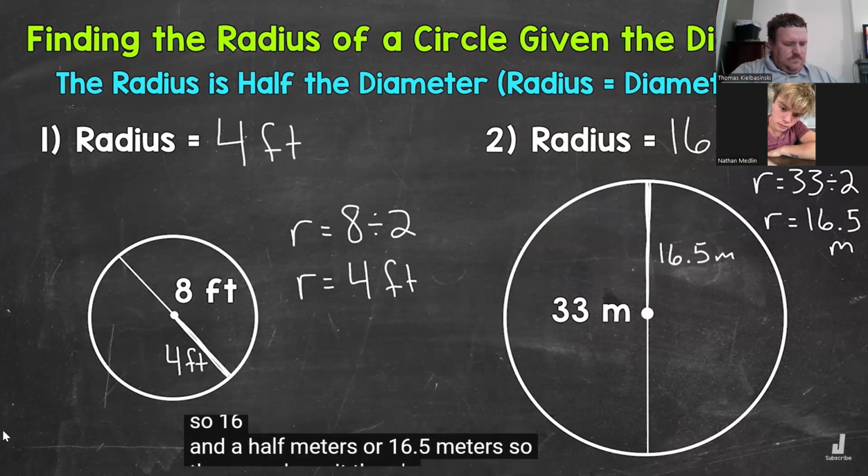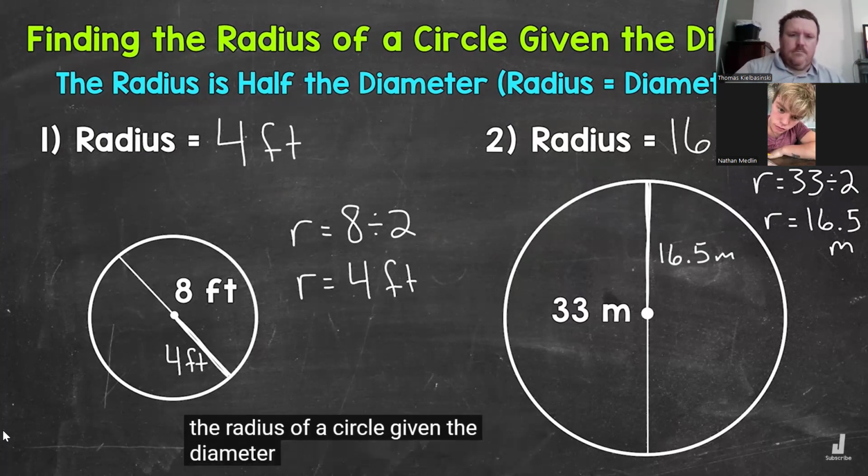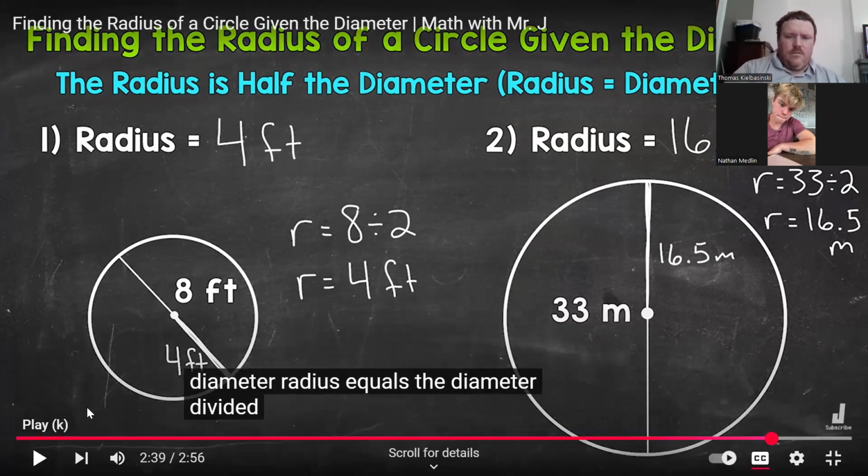So there you have it. There's how you find the radius of a circle given the diameter. Radius equals the diameter divided by 2. I'm going to keep this up there for you so you can see it.